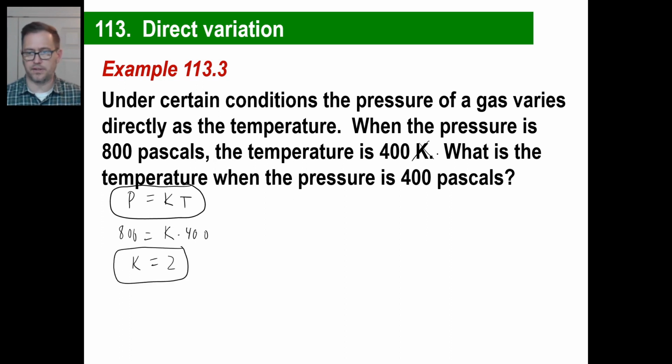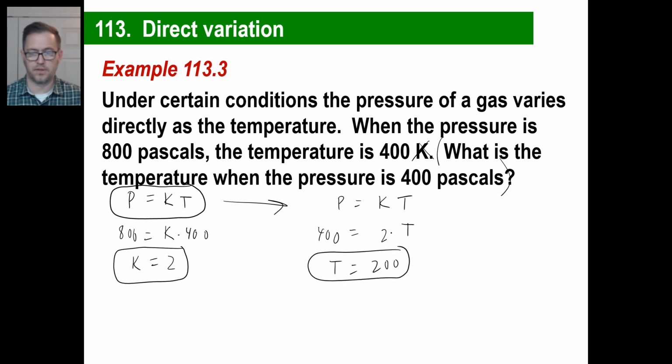So now they're asking us, what's the temperature when the pressure is 400? Well again, let's just use the same equation. P equals the constant times the temperature, pressure and temperature. What is the temperature? Which means we don't know this. K, we do know, right? We figured out it was 2. And the pressure is 400, and there you go. So 2 times what gives you 400? 200, and that's it.